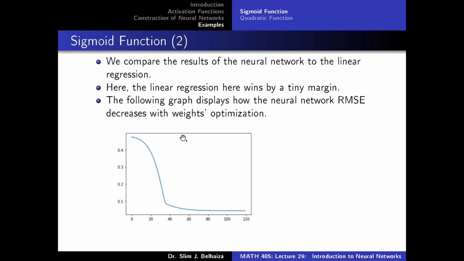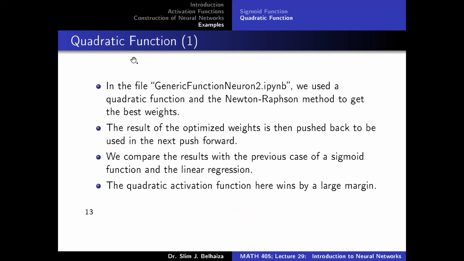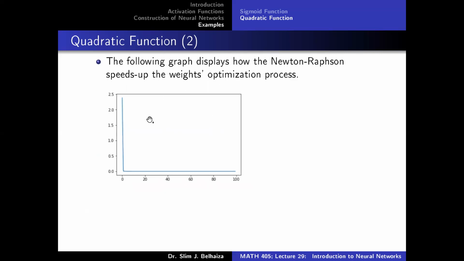In the second example, in the file generic function neuron 2, we use a quadratic function and the Newton-Raphson method to boost the weights optimization. The result of the optimization of the weights is then pushed back to be used in the next push forward. We compare the results with the previous case of a sigmoid function and the linear regression. What we find out is that the quadratic activation function here wins by a large margin because of this boost given by the Newton-Raphson method. The following graph displays how the Newton-Raphson speeds up the weight optimization process. In fact, it took one single iteration with the Newton-Raphson method to get the optimal weights.